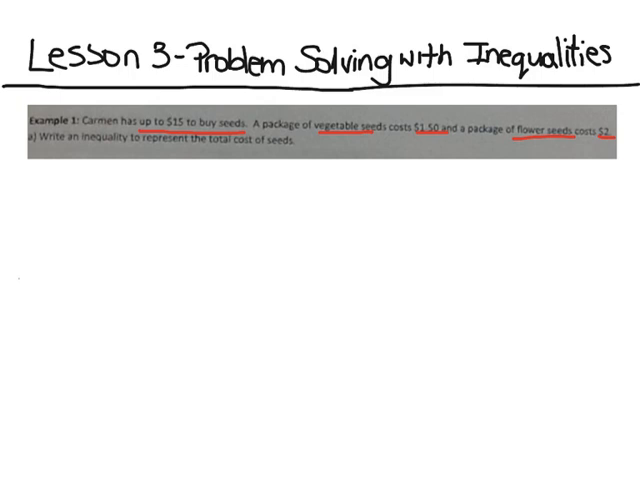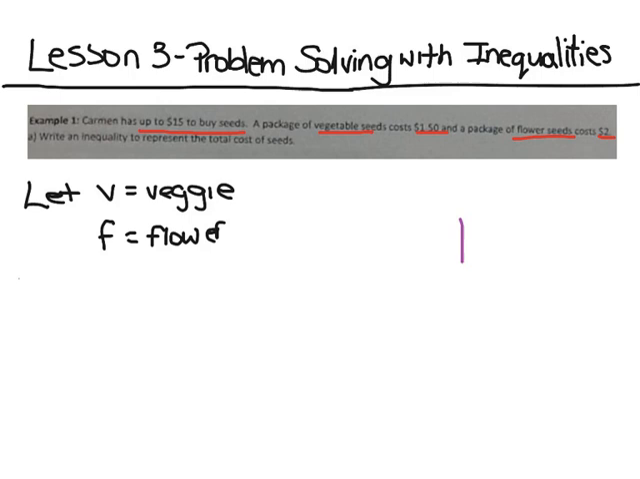So, we're going to choose our two variables. Let V equal vegetable seeds, and let F equal flower seeds. We know that we have up to $15 to buy seeds. That means you can't spend more than it, but you can spend less. And you can go up to, so it also includes 15. So we're going to use the less than or equal to sign.